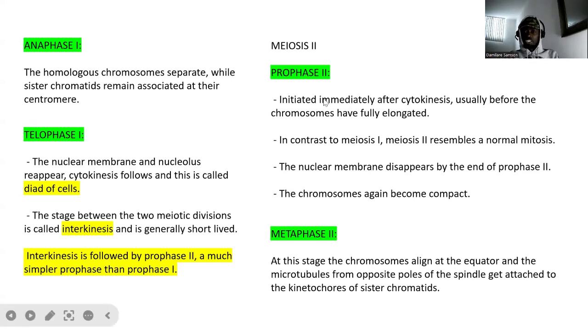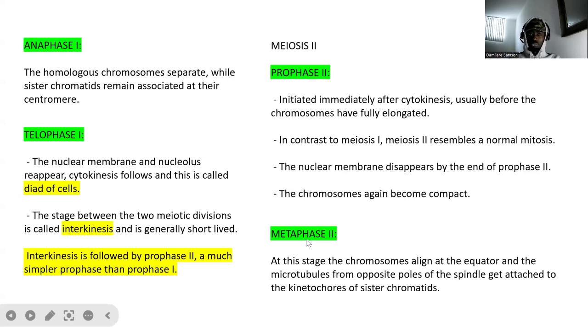Now, it is initiated immediately after cytokinesis, usually before the chromosomes have fully elongated. If you remember prophase, that is what we're talking about, still prophase. So in contrast to meiosis 1, meiosis 2 resembles the normal mitosis. That is just it. It looks like the normal mitosis. So the nuclear membrane disappears by the end of prophase 2. The chromosomes again become compact, which we've talked about before. The same, that's how it will be.